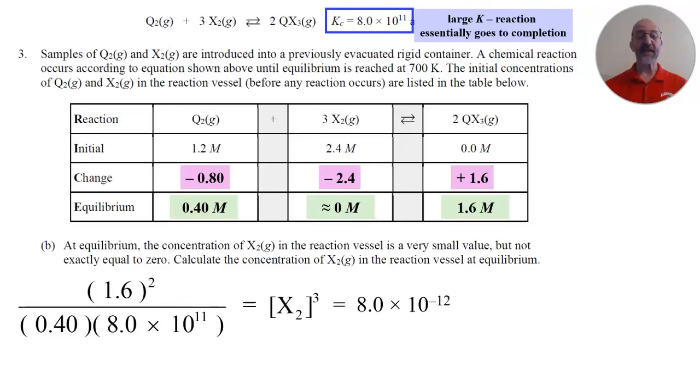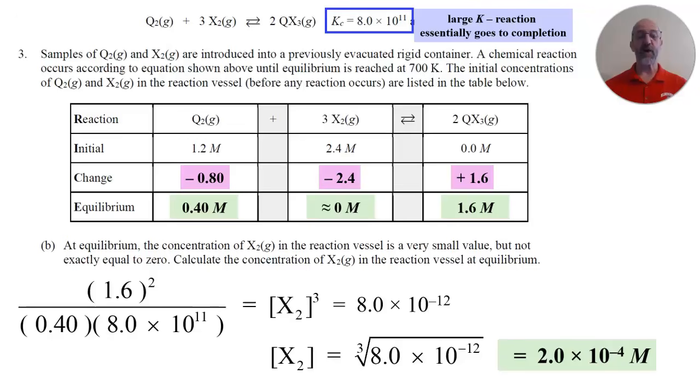Now, this is not my answer because I still have to take the cube root of this value. So the cube root of 8 times 10 to the negative 12 will give me the concentration of X2 at equilibrium. What I am expecting is a very small number. So when I do this math, I get the answer to part B of question 3. The concentration of X2 in the reaction vessel at equilibrium is in fact a very small value, 2.0 times 10 to the negative 4 molar. That is the answer to part B of question 3.